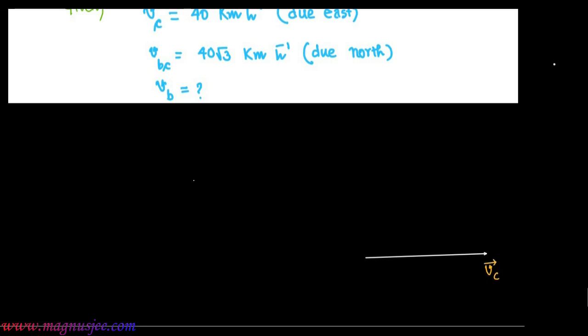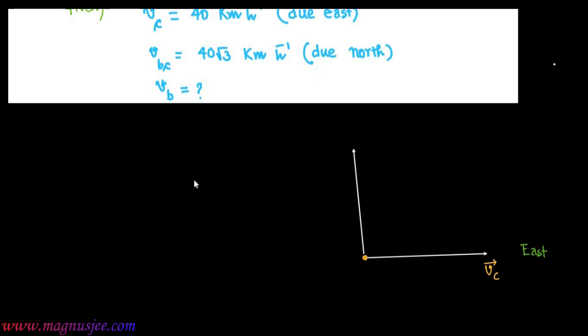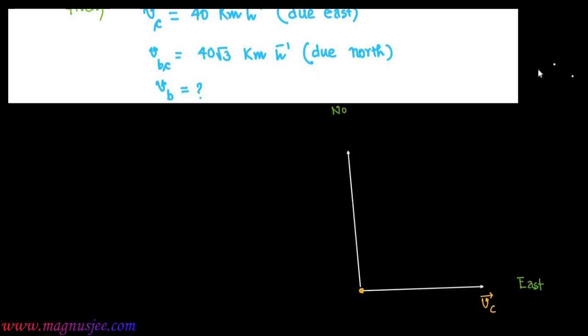due north. In the diagram, a car is moving with a velocity vector Vc towards east, and the bus will appear to move due north with respect to the car. That means the relative velocity of the bus with respect to the car is vector Vbc.